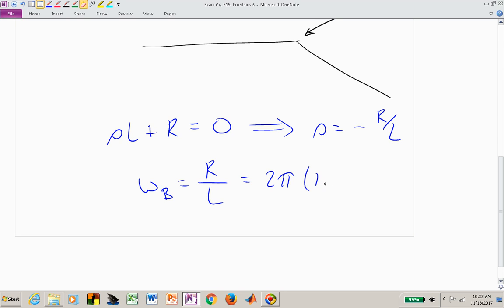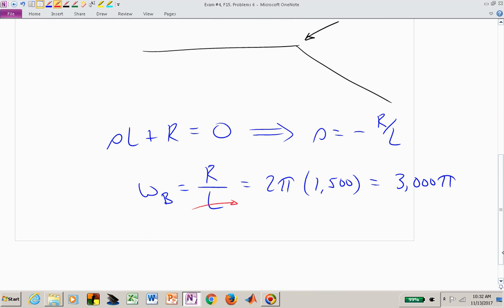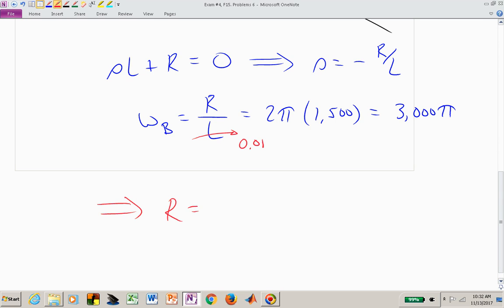My f is 1,500. So I now have 3,000 pi for omega sub b, and I know what L needs to be. L was required to be 0.01, or 10 millihenries, so that now I know exactly what R needs to be to give me what I want. R now needs to be 0.01 times 3,000 pi.